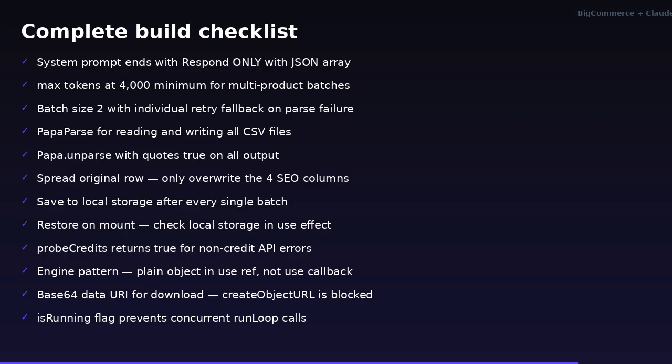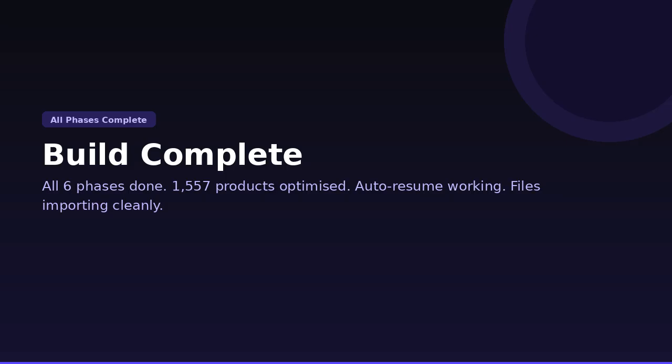That is the complete build. 6 phases, 4 bugs fixed, 1 architectural rewrite. The finished tool processes over 1,500 products, saves progress after every batch, auto-resumes when credit limits refresh, and outputs a file that imports cleanly into BigCommerce.